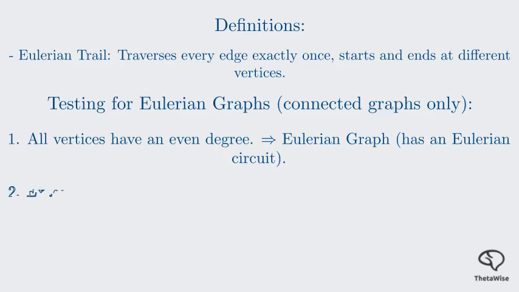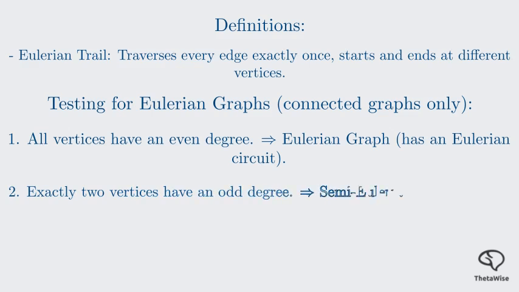Second, if a connected graph has exactly 2 vertices with an odd degree, and all others have even degrees, then it is a semi-Eulerian graph. In this case, an Eulerian circuit is not possible, but an Eulerian trail exists. This trail must start at one of the odd-degree vertices and will end at the other.